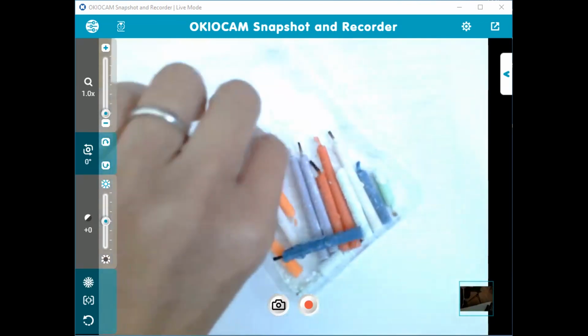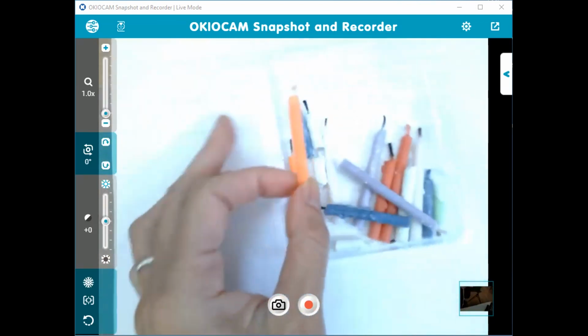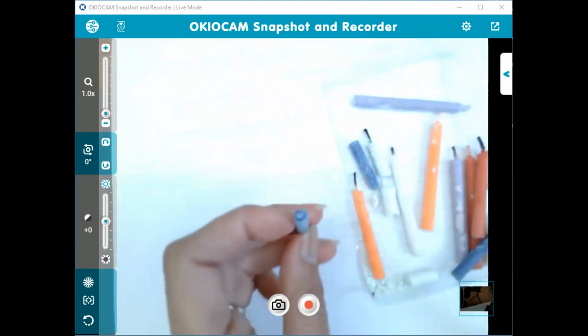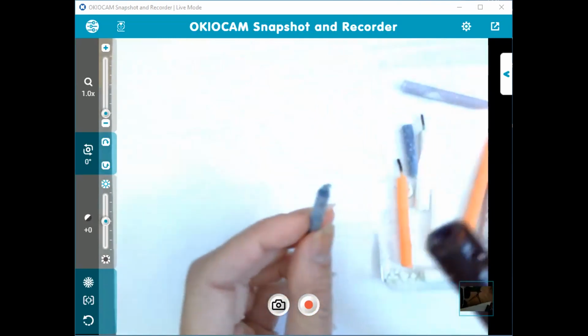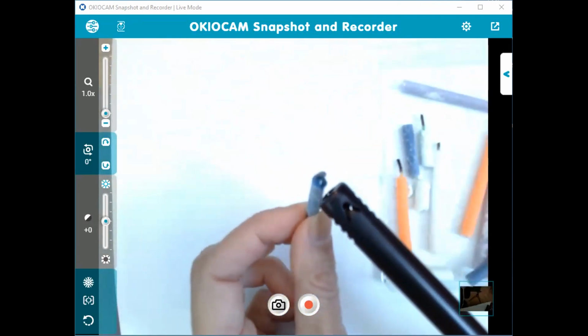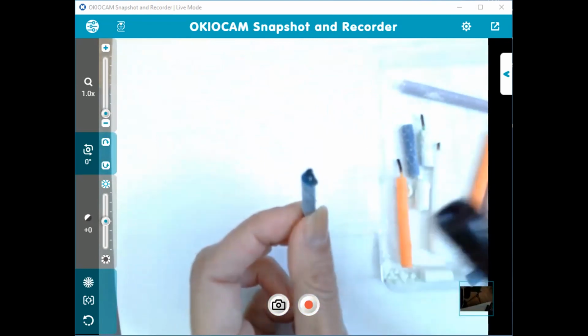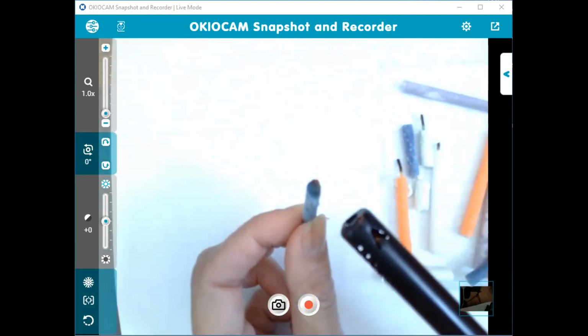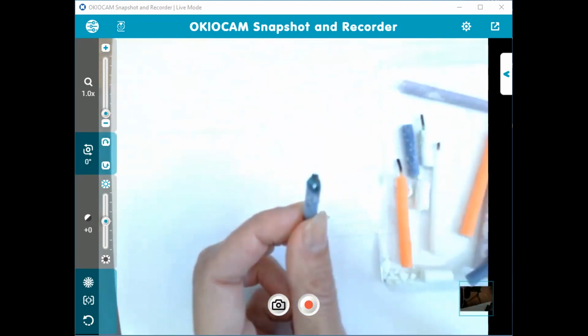The orange is supposed to be an orange flame. The blue is supposed to be a blue flame. So let's start with this blue one. I'm going to light this on fire. It's a blue candle, supposed to have a blue flame. Got to light this first. Okay, let's wait for it to take.